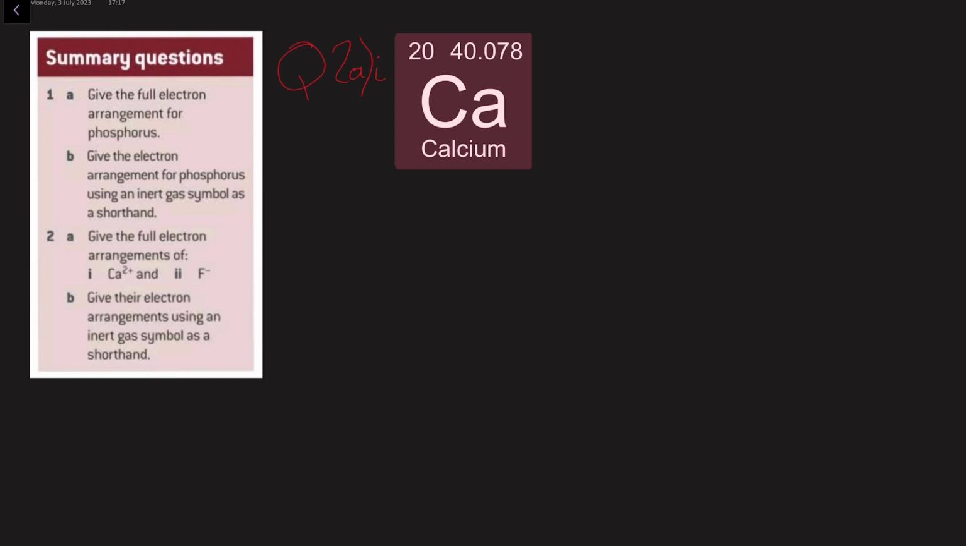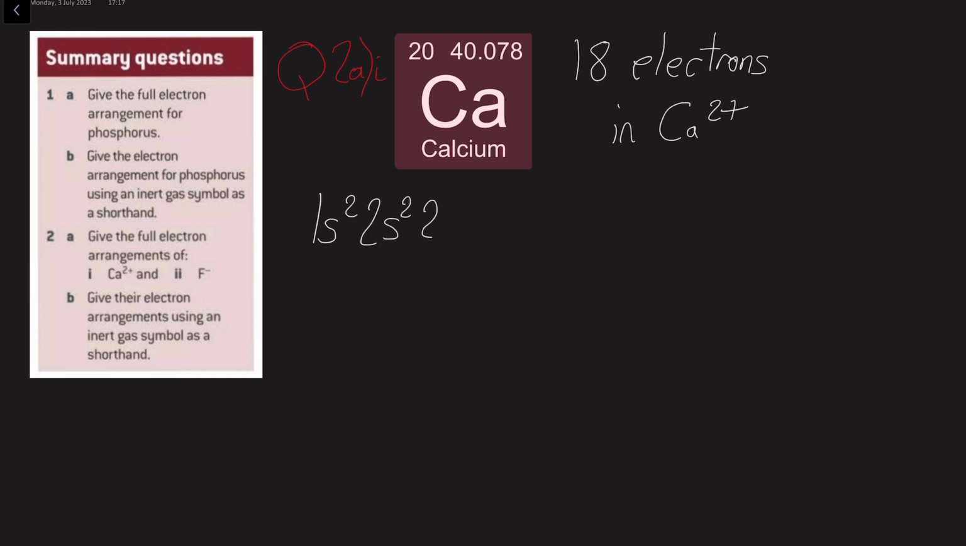So now let's write the electron configuration. So there's 18 electrons in a calcium ion. So we write the electron arrangement like this. So it's 1s2, 2s2, 2p6, 3s2, and then 3p6. So that's the electron arrangement of calcium ion.